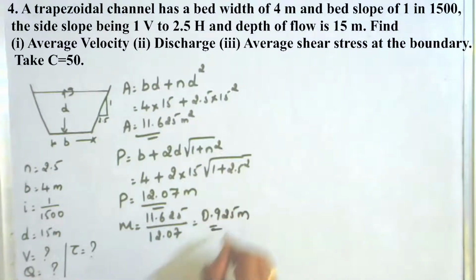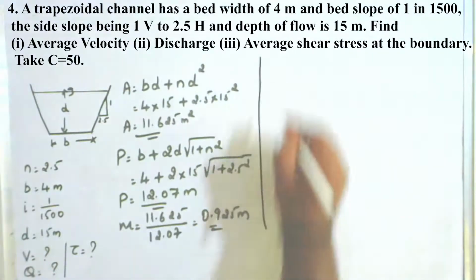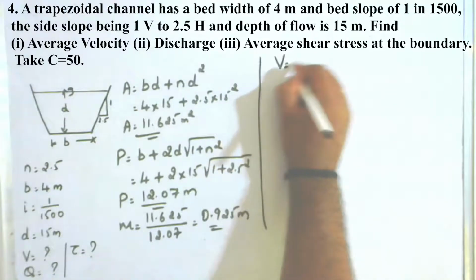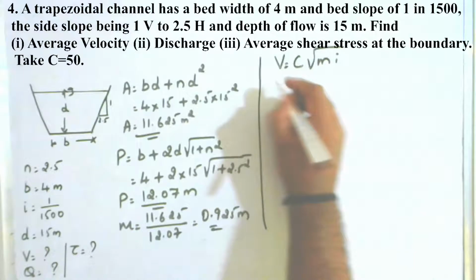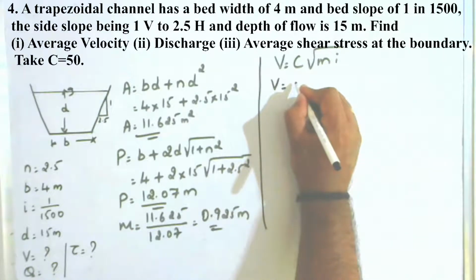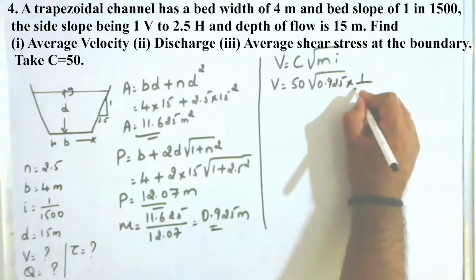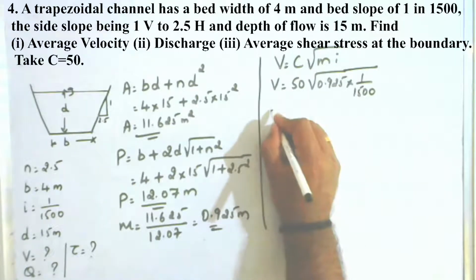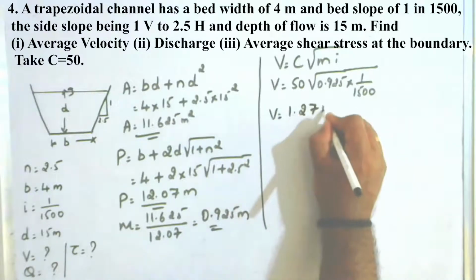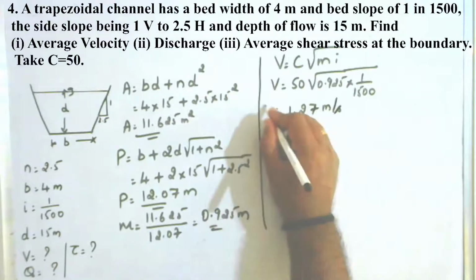0.925 meter. Okay, so after finding the area, wetted perimeter and the hydraulic mean depth, coming back to the question, what else he has asked? He has asked you to find velocity, discharge and the shear stress tau. The velocity is equal to C into root of M into I, therefore velocity is equal to C, that is the C value he has given in the question as 50, then root of M is 0.925 into 1 divided by 1500. If you simplify this, the velocity works out to be 1.27 meter per second. This is your velocity.